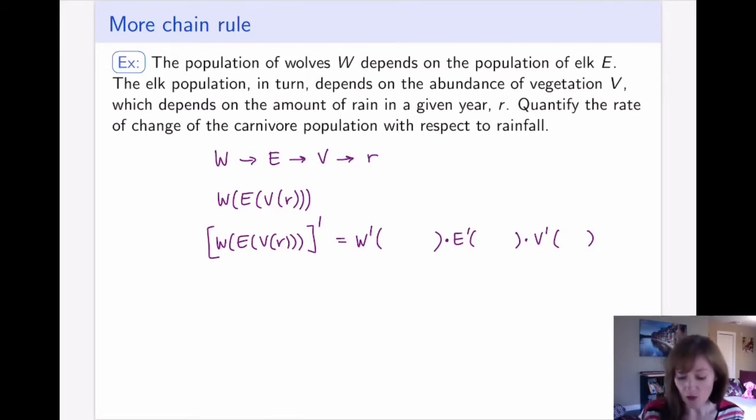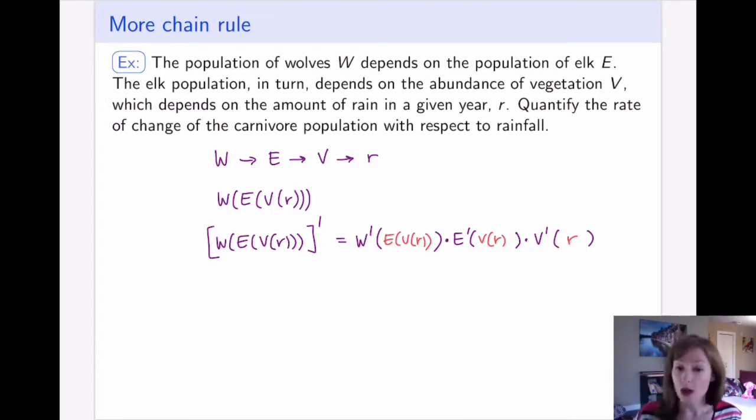Okay, and now that I can clearly see the structure, I can fill in the blanks with the insides of the corresponding functions, just to make sure that I didn't lose anything in the process, right? So the inside here will be E of V of R, which is the inside of the original W function. The inside of E prime will be the inside of the original E function. So this will be of V of R, and the inside of V prime is just R, okay? So this is the entire derivative and how you would take it.